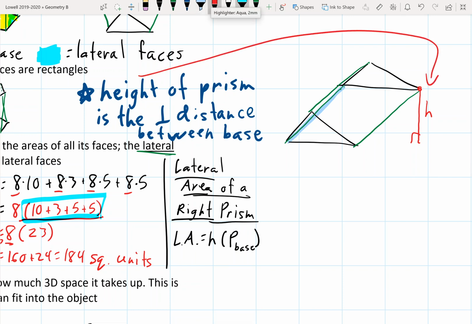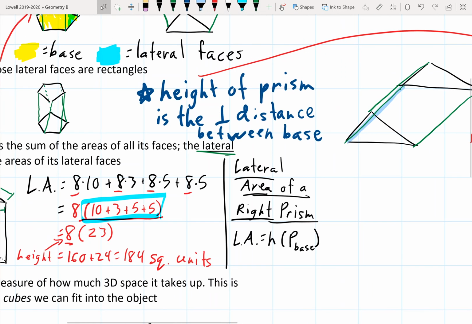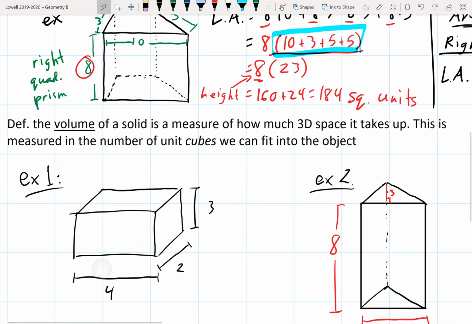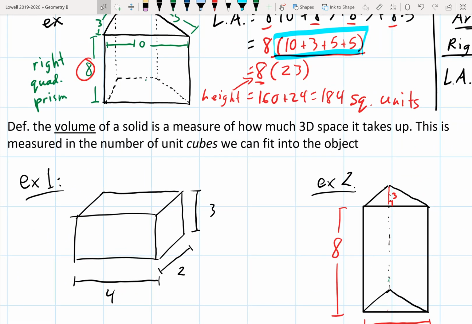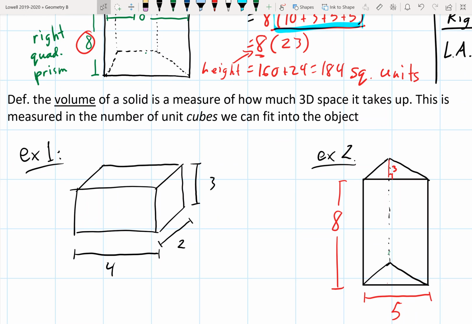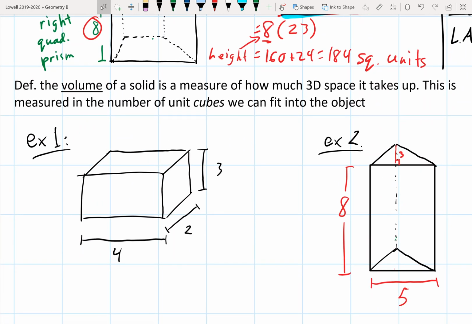All right, well, let's actually get onto volume now. So volume, just like how area is the amount of space on your paper a drawing takes up, the volume is how much 3D space it takes up. So think of it as a solid object in your room or on your desk. Okay. Just like how we could measure area with unit squares, we'll use these unit cubes to measure volume.